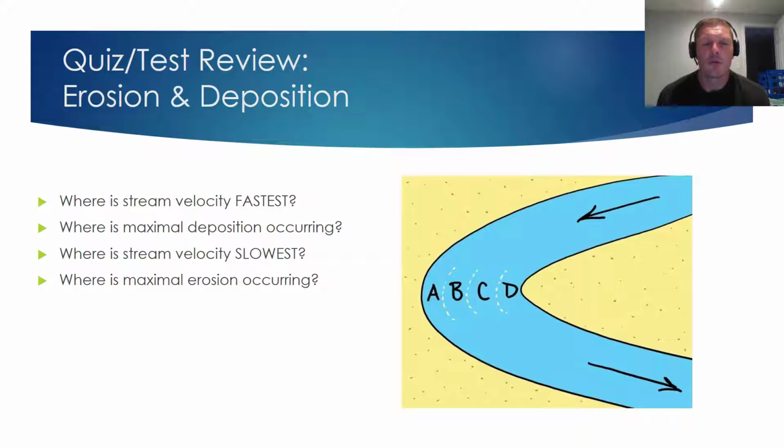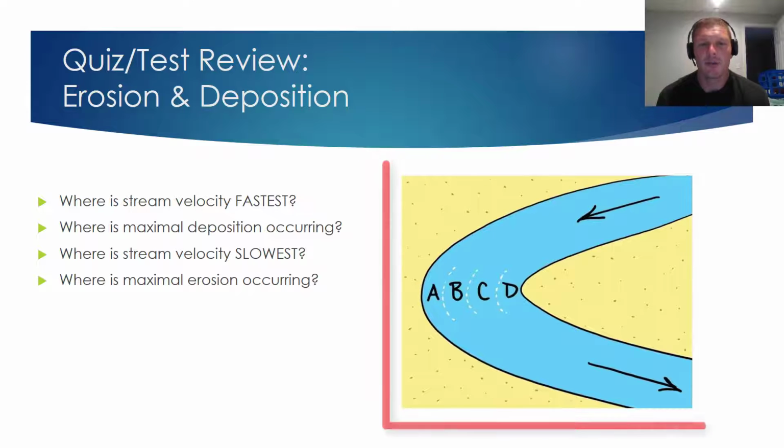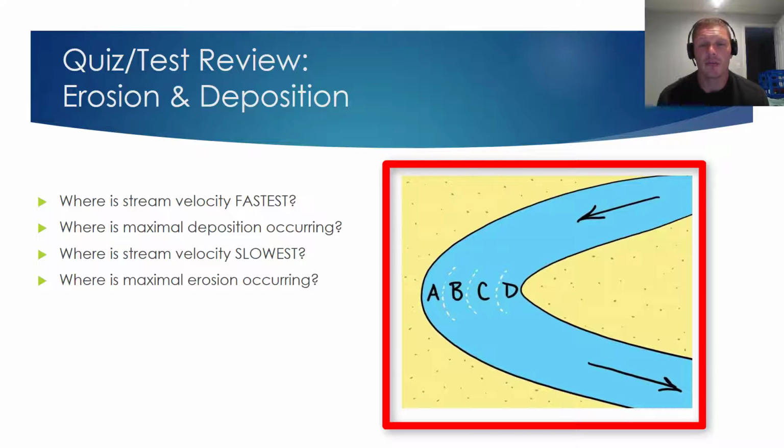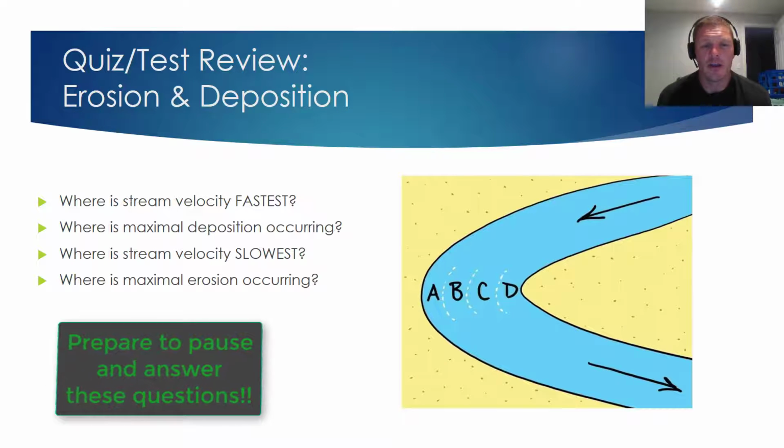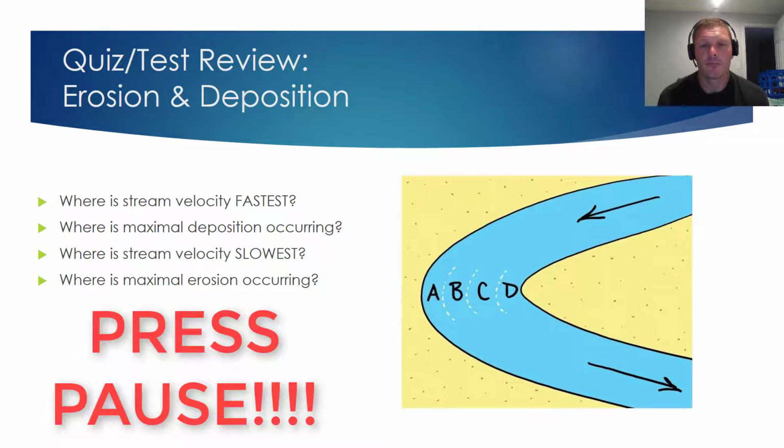This last slide is a review for quizzes and tests, because this image shown will pop up multiple times on future assessments. Shown is a meandering river, and at one of the bends in the river, you see 4 sections labeled A, B, C, and D. Pause the video at this point and try to answer the 4 questions shown on the left. When you think you know the answers, go ahead and hit play, and I will overview the correct answers for all the questions.